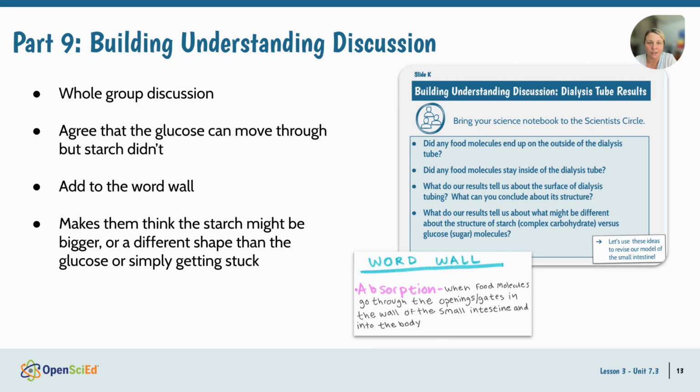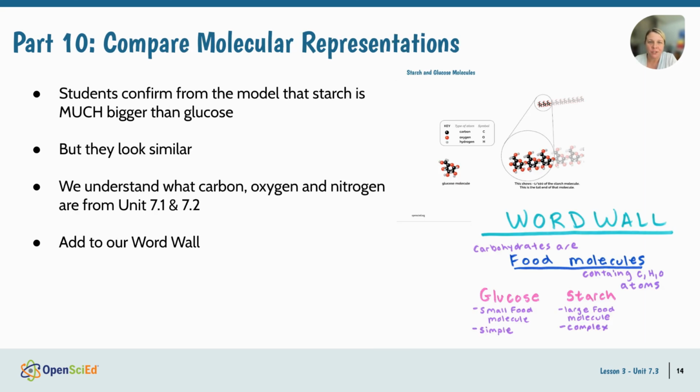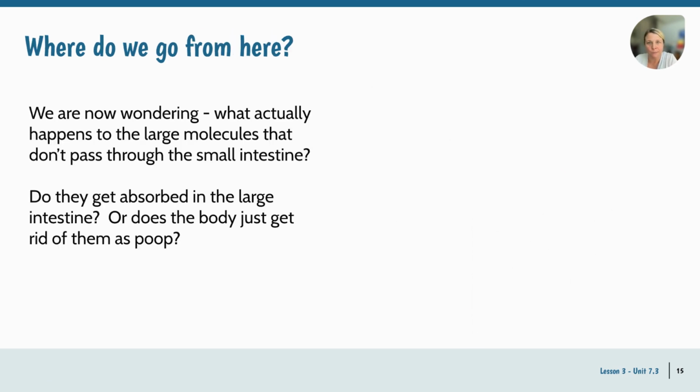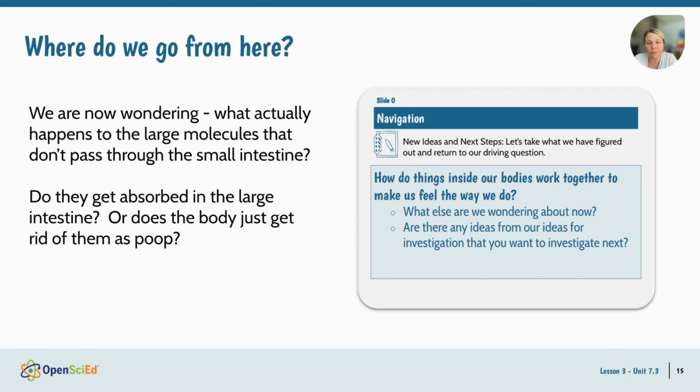This brings us to wanting to see what glucose and starch look like. In part 10, the students look at a model showing a glucose molecule and a starch molecule. Glucose being a very small molecule and starch being hundreds of times larger. This is a great place to add the words glucose and starch to our previous definitions on our word wall. What the students figure out here will be revisited in future lessons, so it's important that they understand the connections between glucose and starch. So where do we go from here?